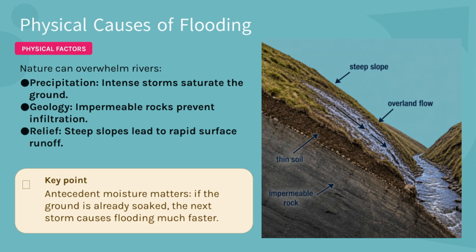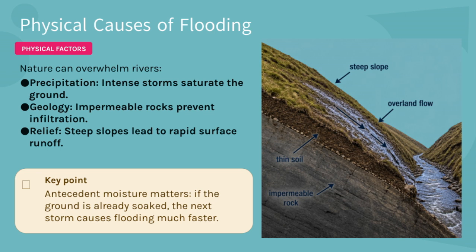The second physical factor is geology. Geology means the type of rock underneath the ground. Some rocks are permeable, meaning water can pass through them. Others are impermeable, meaning water cannot easily pass through. If an area has impermeable rock, less water infiltrates into the ground and more water flows over the surface into rivers. This increases flood risk.